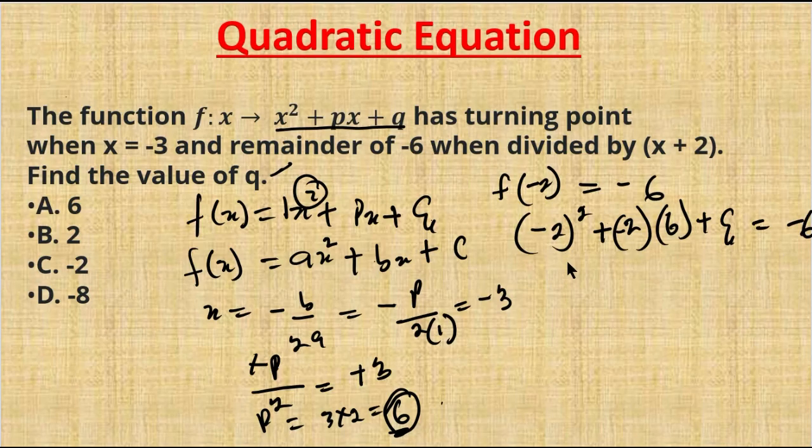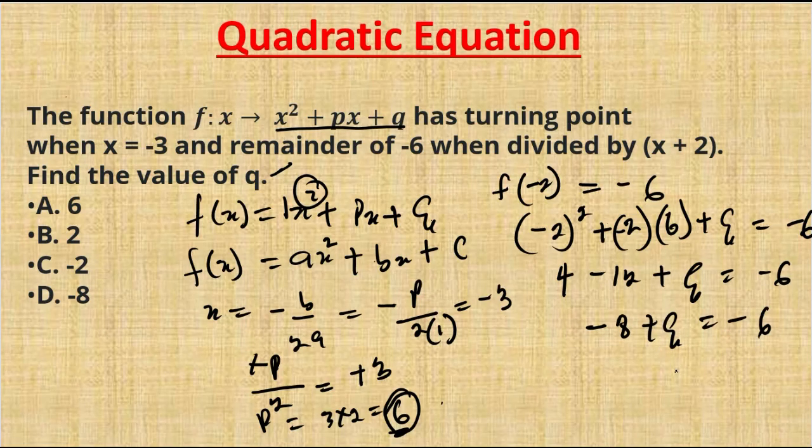So that's minus 2 all squared, that's 4, minus 2 times 6, that's minus 12, plus q equals minus 6. 4 minus 12, that's minus 8, plus q equals minus 6. q is equal to minus 6 plus 8, which is equal to 2. So the value of q is 2.